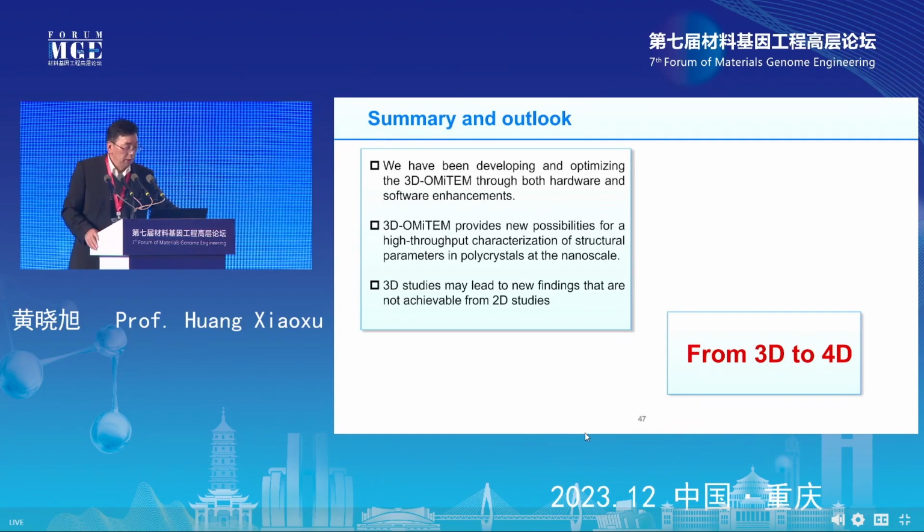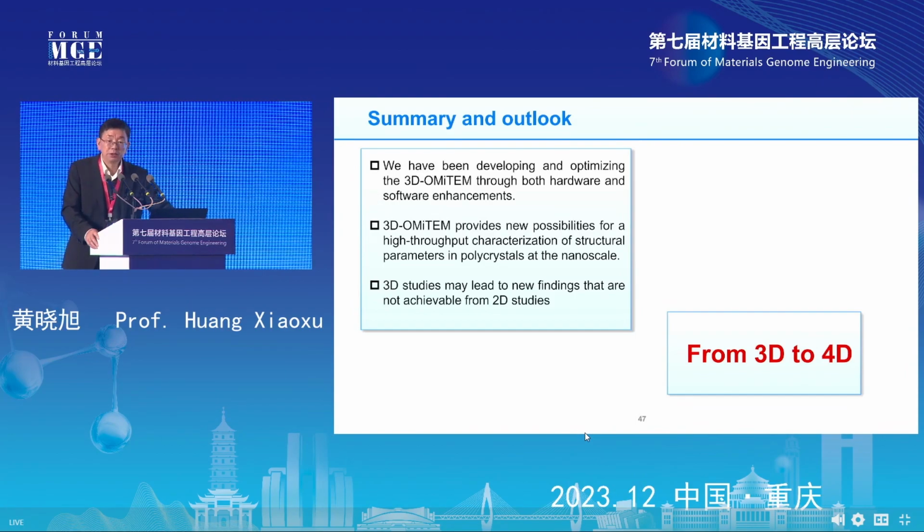To summarize, we have developed this 3D technique for very fast characterization. I would say the 3D technique is a kind of high-throughput technique, because from one experiment, from one dataset, you can get a lot of parameters, 1,000 parameters quantified. And the 3D technique also gives us a new chance to look at some new or old phenomena.